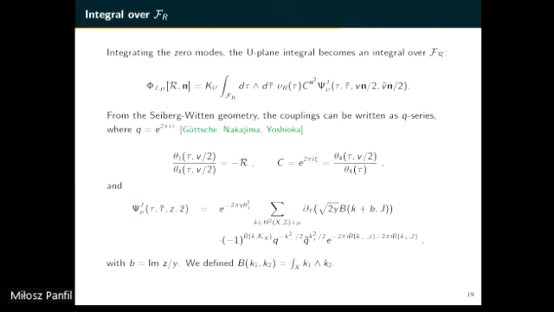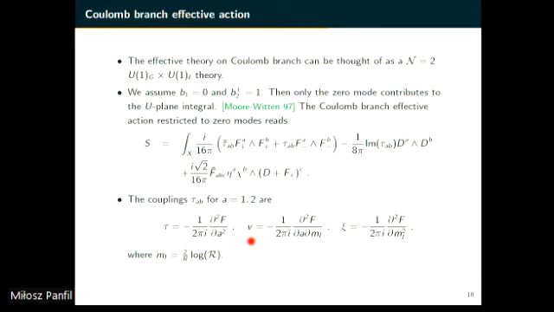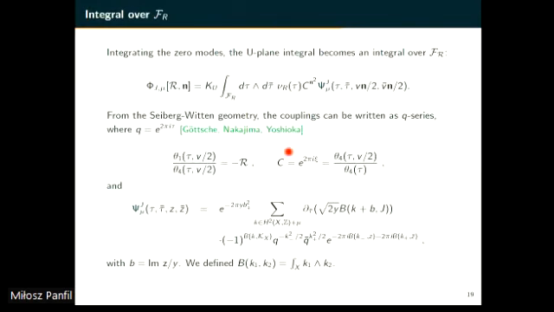And from the Seiberg-Witten geometry that I just tried to explain, you can write all the expressions that appear in the integrand in terms of the Q series, where Q is the exponential of 2 pi i tau. So for example, the V here, which was defined here as the coupling between these two groups, can be written as a Q series by solving this elliptic equation here. And using that V, you can also write down the factor C as a Q series. Okay.